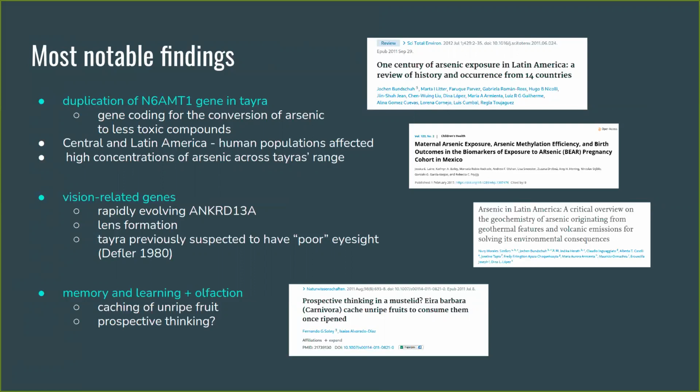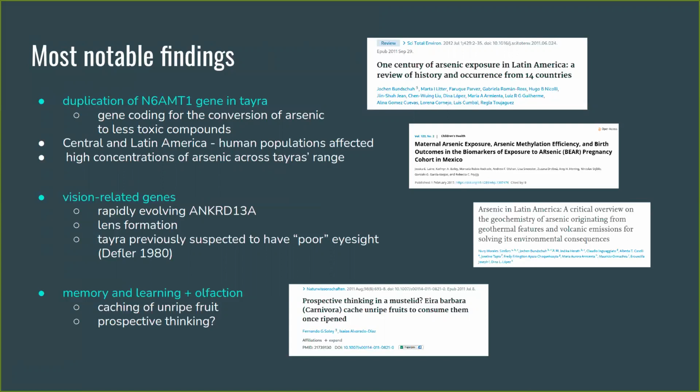Arsenic coming from geological sources is known to affect human populations in this area, and this is potentially something that Thyra developed a response to, given this highly toxic compound in its environment. Another interesting thing in Thyra: there has been a paper from the 80s, cited for quite a long time, suspecting that Thyra has poor eyesight, which I think might not be true. We found various vision-related genes, and especially one that appears to be rapidly evolving, and it has to do with lens formation.